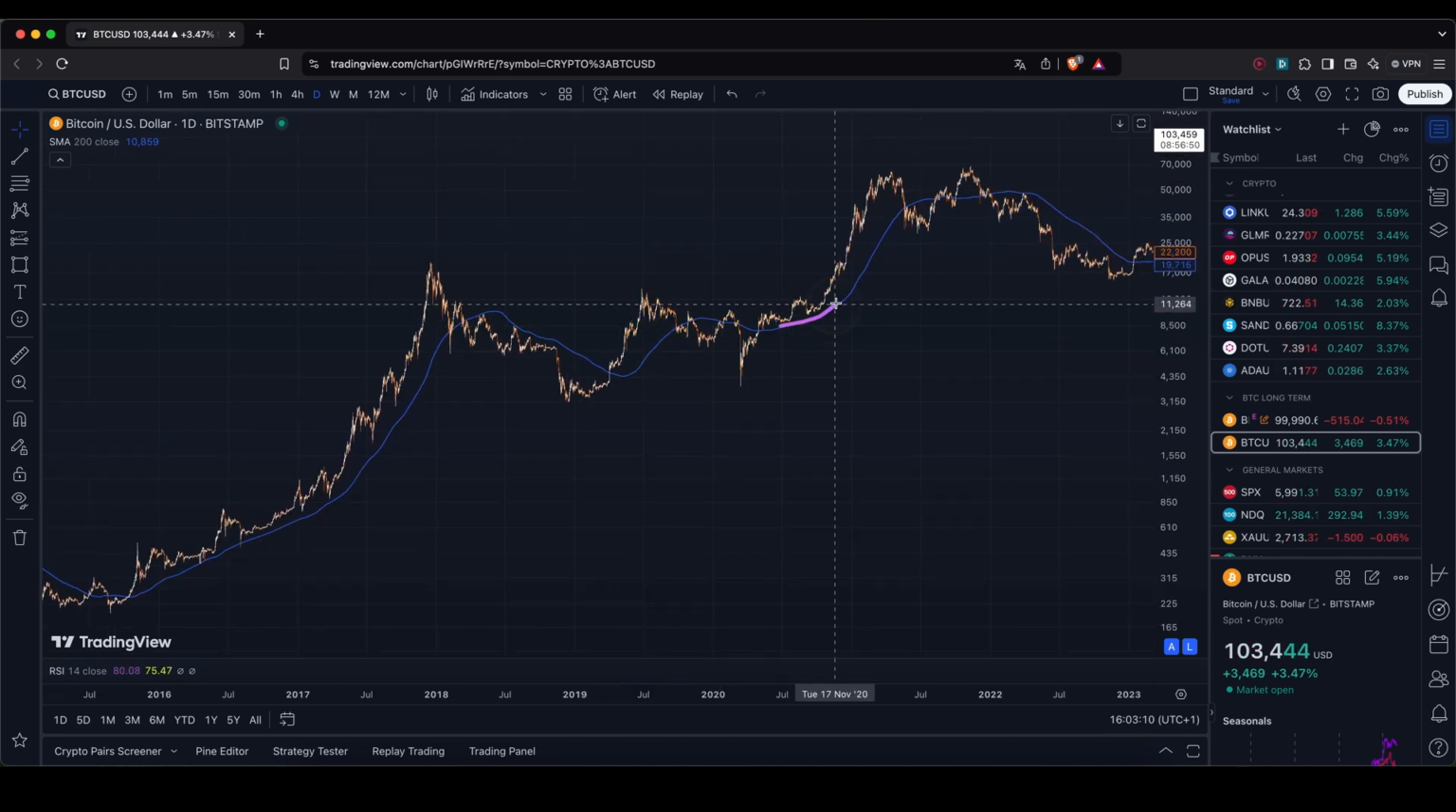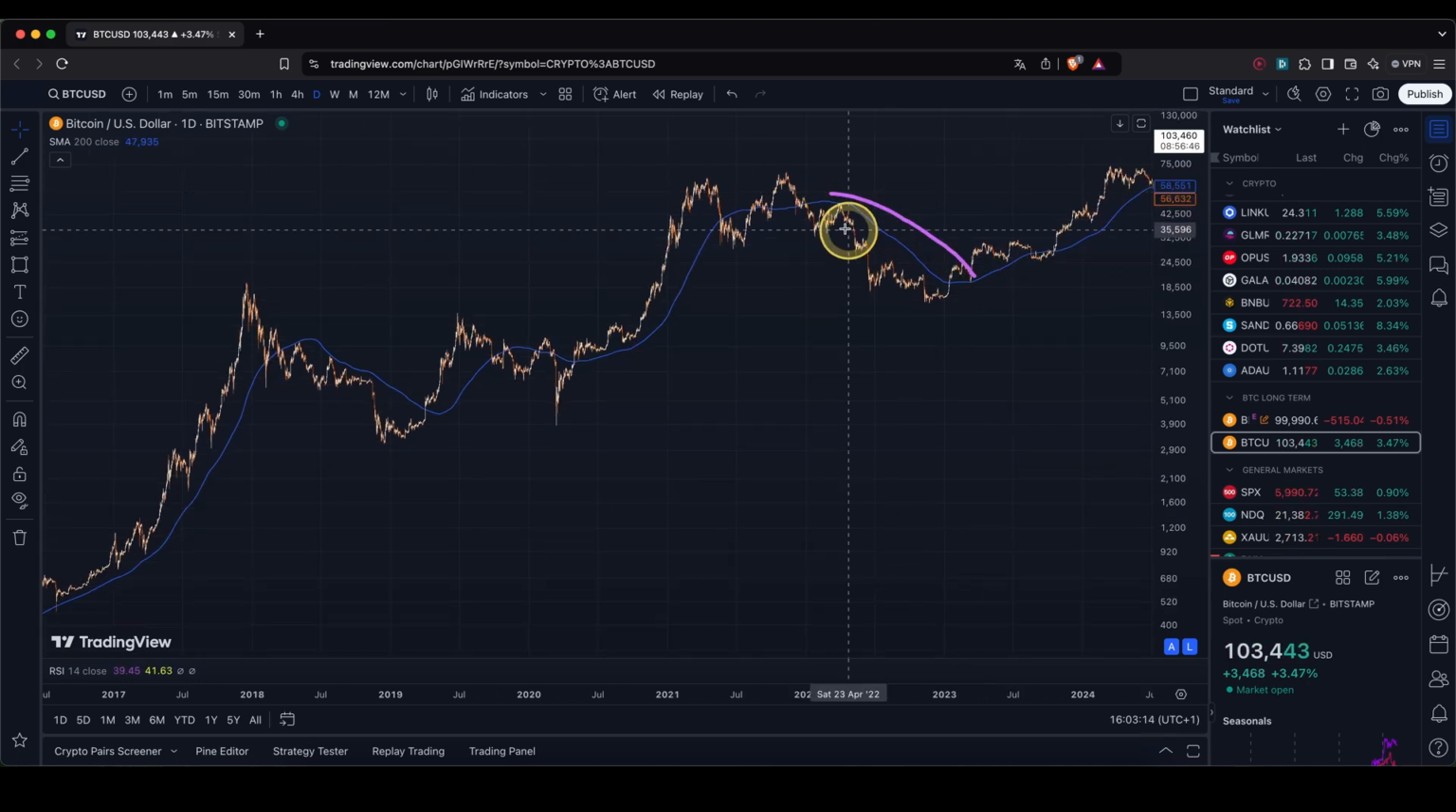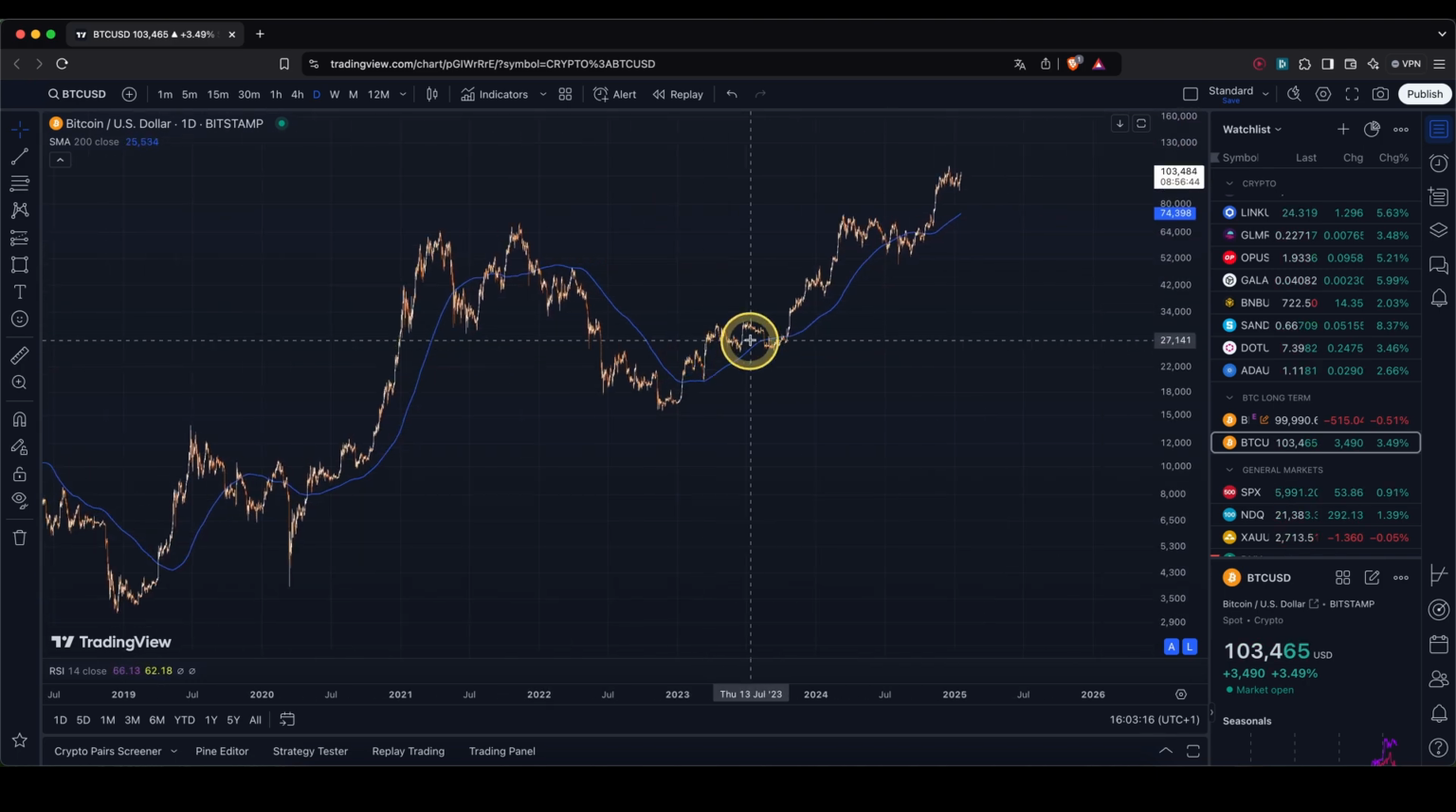Same goes here for the big bull market. We have been pretty much all the time above it. And then here in the bear market, we went below it. And of course, in here in the bull market, as you can see so far, we consolidated maybe a little bit here, but still we are pretty much above it. And that's how you can also use it to indicate those bigger trends.